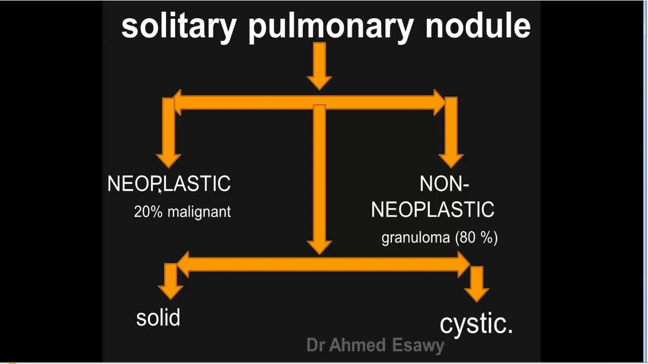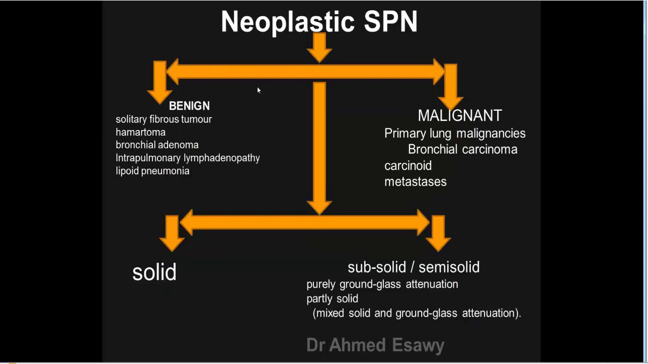Solitary pulmonary nodule is either neoplastic, 20%, or non-neoplastic, 80%, mostly granuloma. Non-neoplastic may be solid or cystic. Neoplastic is either benign or malignant, solid or subsolid. Benign examples include solitary fibrous tumor, hamartoma, bronchial adenoma, intrapulmonary lymph node, lipoid pneumonia. Malignant includes primary lung malignancies like bronchial carcinoma, carcinoid, and metastasis.